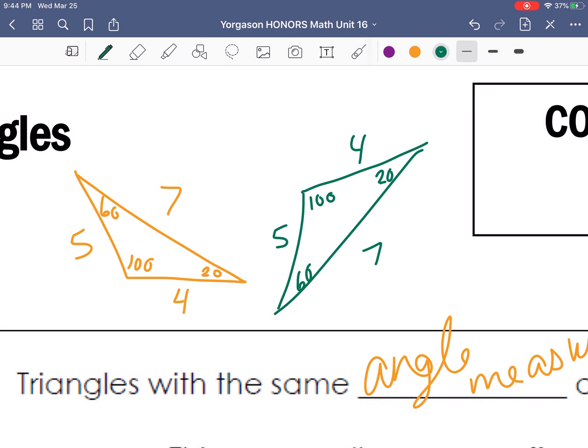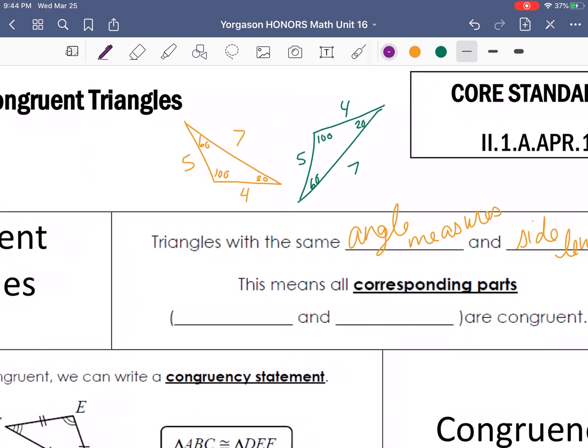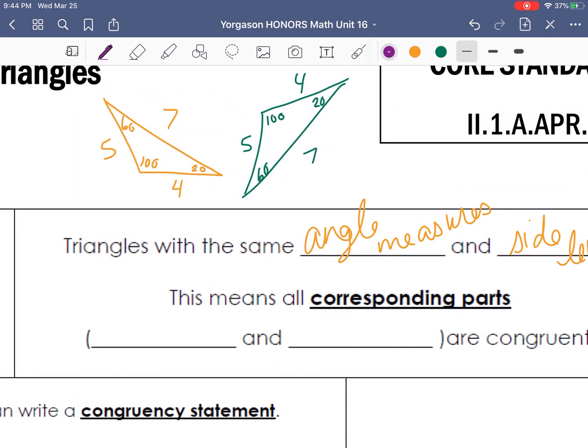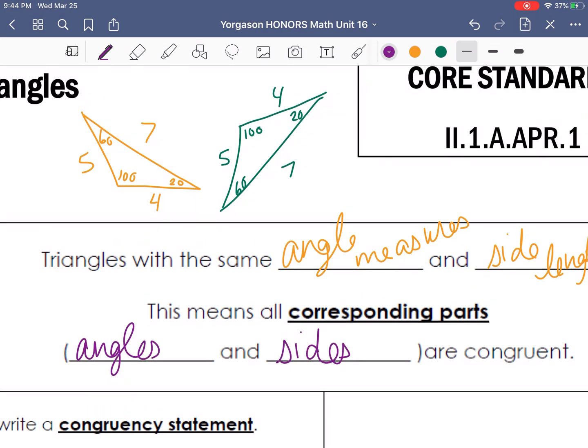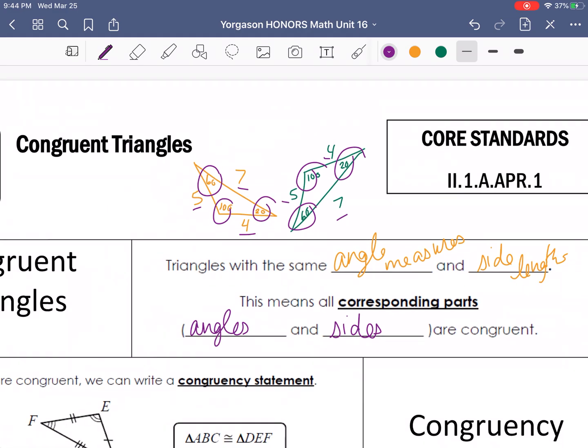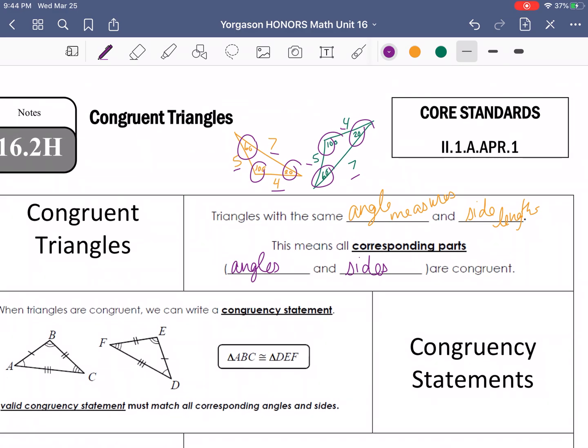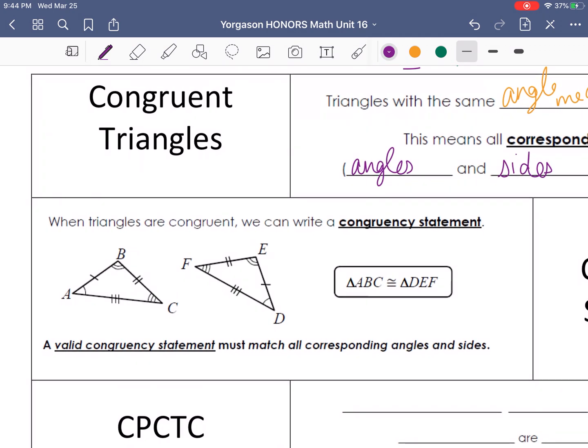So these are two congruent triangles. They have to have all the parts that are the same. This means that all the corresponding parts, that means all of the angles and all of the sides, are a perfect match, are congruent. So the 60 and 60 go together, the 20 and 20 go together, 100, 100, 4, 4, 7, 7, 5, 5. Seems kind of silly for a minute, but it'll make more sense, the importance of this later on.